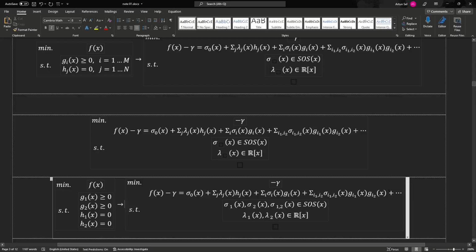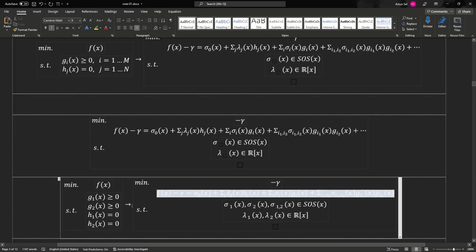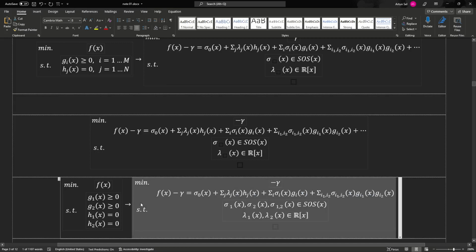And it also says plus... it goes like this. But since we have only 2 inequality constraints, we can just delete that part. Okay, delete that part for this problem, by the way. All right, so this is our problem. We need to solve this.